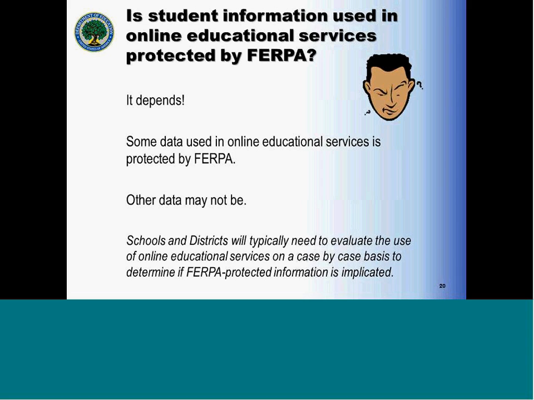For instance, student profile information like name, grade, and email address that a school enters into an online system to create students' user accounts. When that information is taken from education records, like the school's student information system, that would absolutely be implicated. But there are many different types of online services and even more types of data, much of which isn't protected by FERPA. Take, for instance, an online portal that students use to watch tutorials or complete interactive exercises without logging in or using individual accounts. In these cases, no PII is involved, so FERPA does not apply. Schools and districts will typically need to evaluate the use of online educational services on a case-by-case basis to determine if FERPA-protected information is implicated.